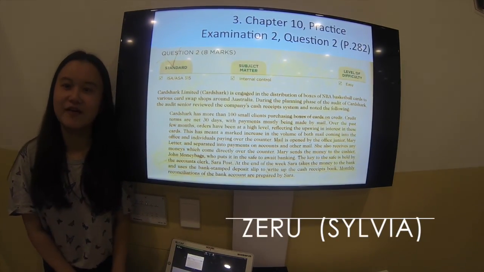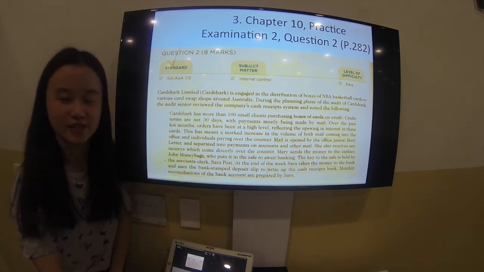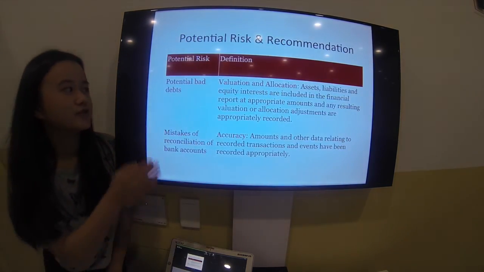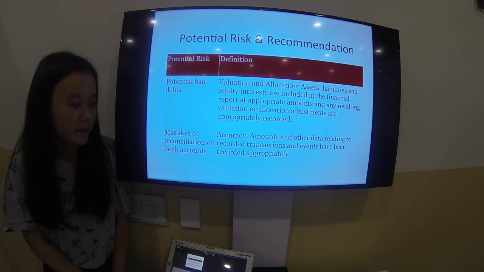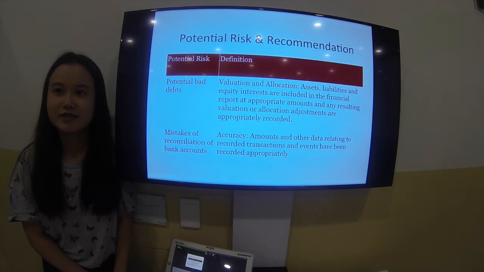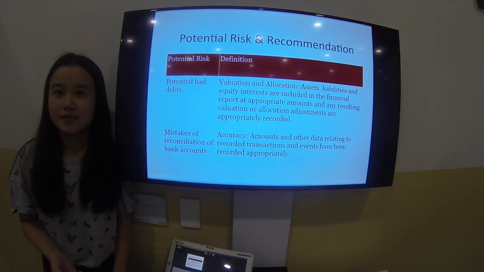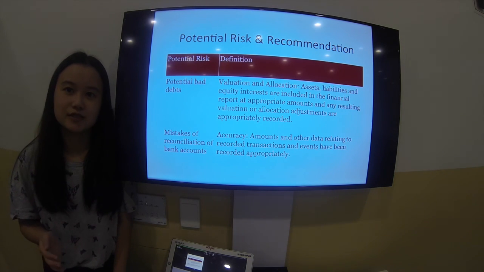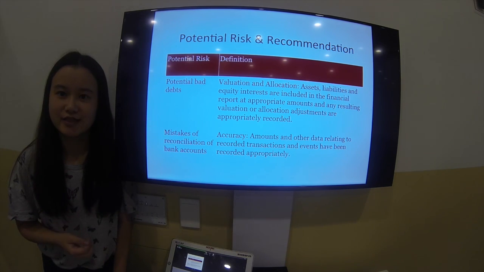Hi, I'm Zero Yao. I'm going to talk about two of the potential risks in our question, which are potential bad debts and mistakes of reconciliation of bank accounts. These potential risks can be identified and addressed by the internal control process of the management in order to improve the reliability of financial reporting, effectiveness and efficiency of its operations, and compliance with regulations.